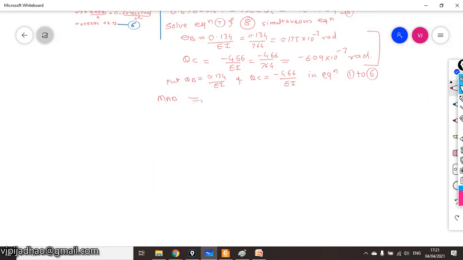So we will get the value of MAB. You can solve further, because the further problem is not solved with me, I think. Just a minute. Yeah, I have that. We will get MAB is equal to minus 8 kilonewton meter.